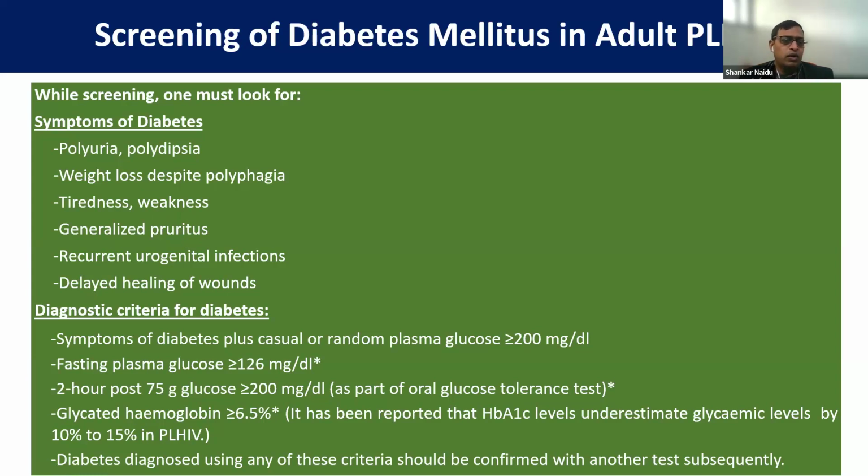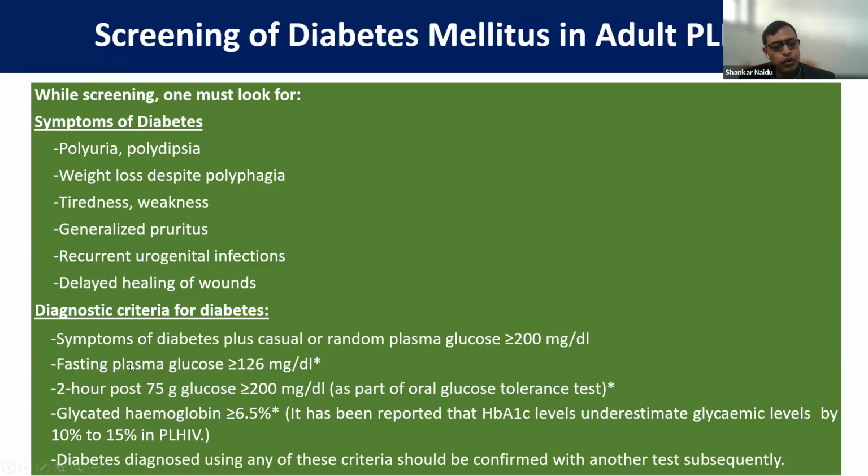And depending on the blood sugar value, the diagnostic criteria for diabetes are as shown below. So symptoms of diabetes plus any random blood sugar value of more than 200 milligrams per deciliter, we can say that the patient is having diabetes. If we are taking the fasting plasma glucose, then the cutoff is more than 126 milligrams per deciliter.